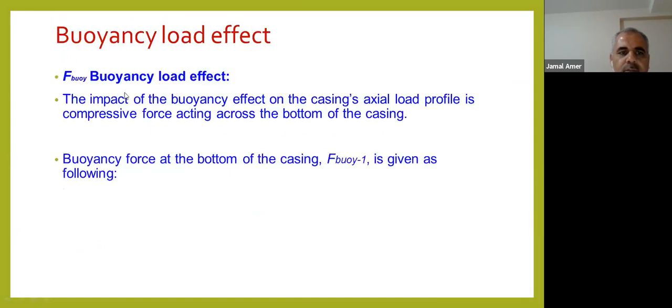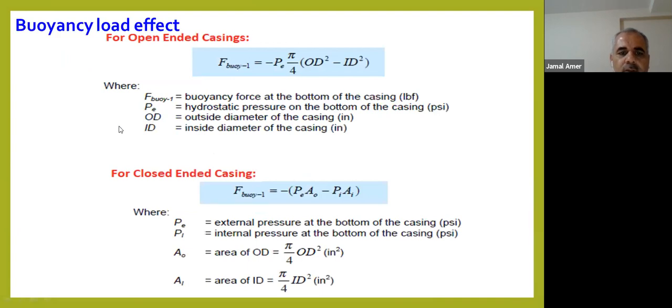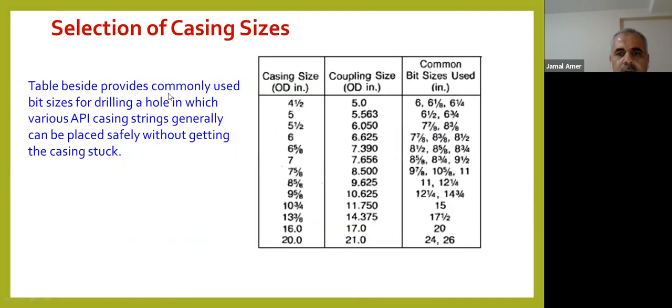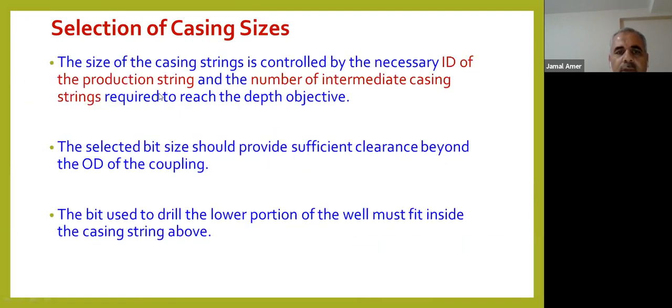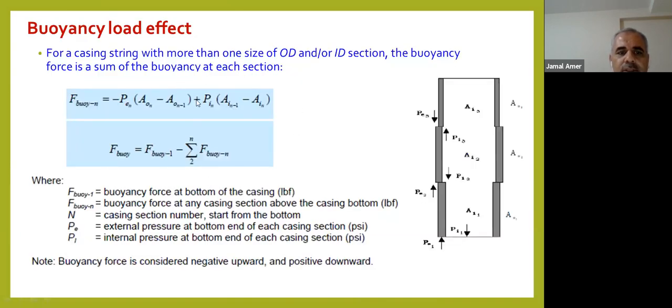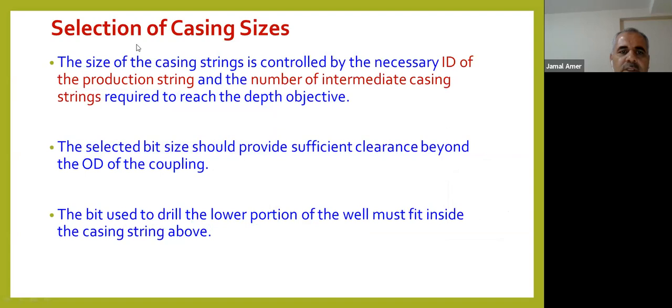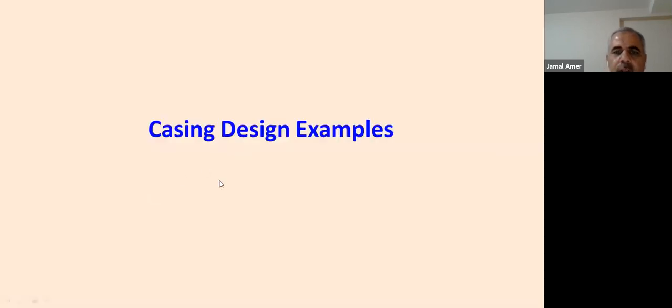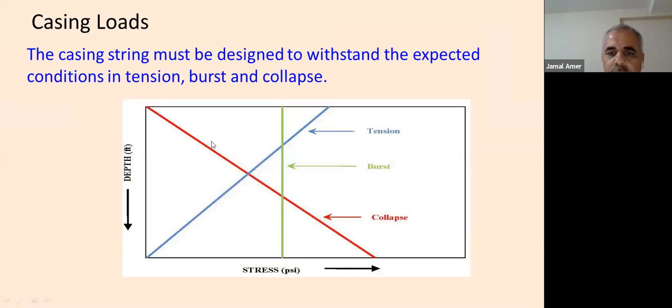Also, we have to consider the buoyancy effect on the casing. Okay. After we do all this calculation, here we will mention selection sizes. What is the effect of selecting casing size? Here we have this table: casing size, coupling size, common bit sizes used. Here we have, as I told, casing design examples. I have 3 examples. I think we cannot go through them all.